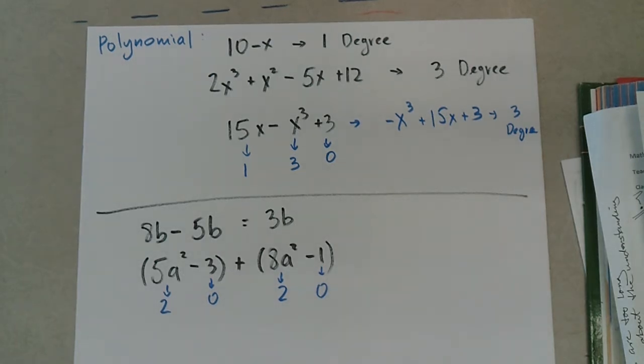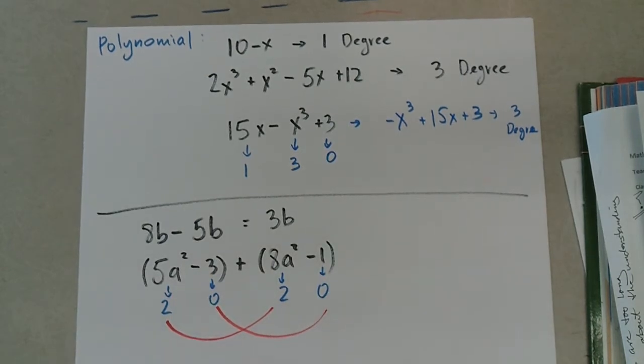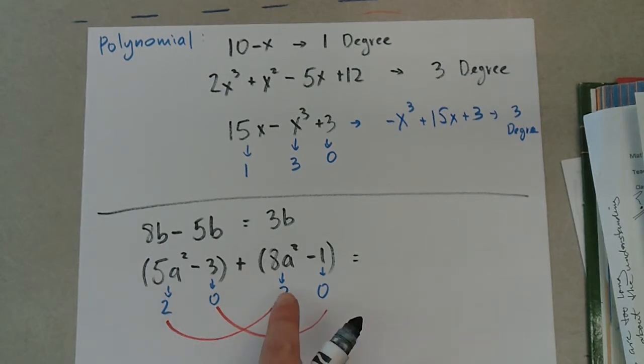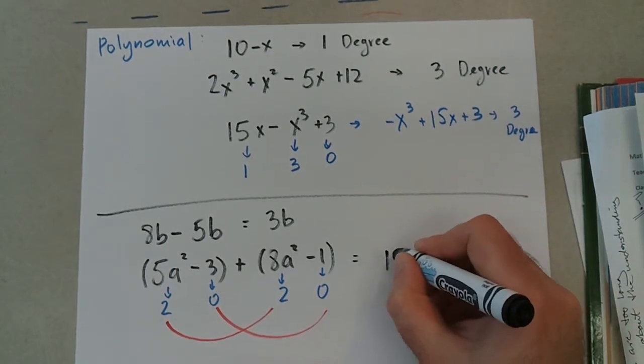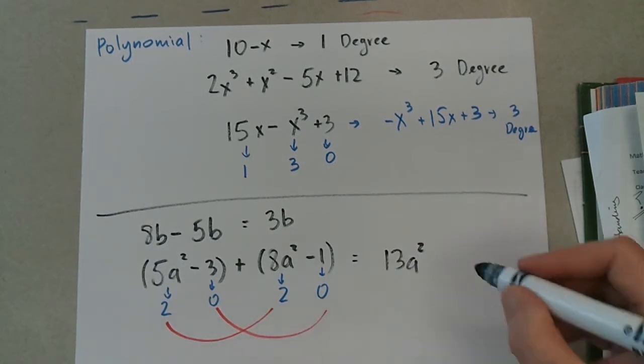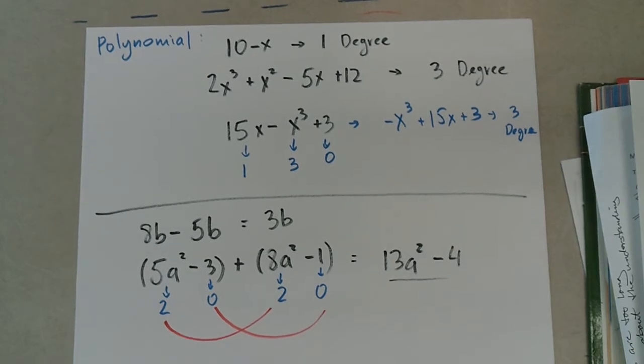So you can actually combine these two. You can combine these two. Nothing stops you from opening up that parenthesis. There's a plus in front of it. So you end up having 5a squared, 8a squared, for a total of 13a squared. And then negative 3 and a negative 1, that's a negative 4. So that's the solution to that particular problem.